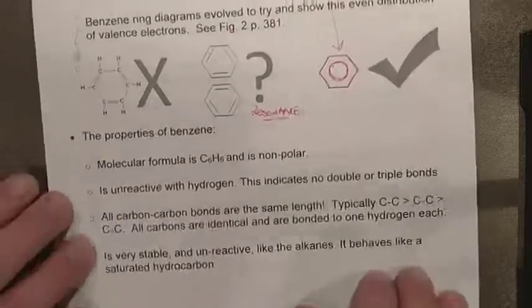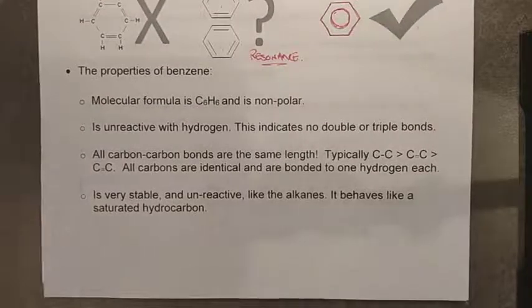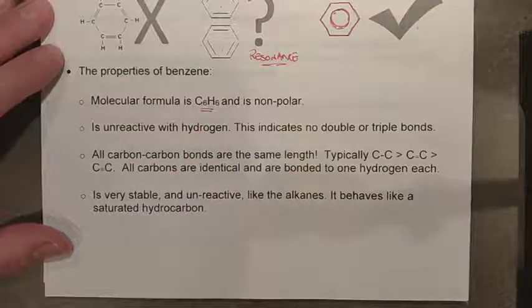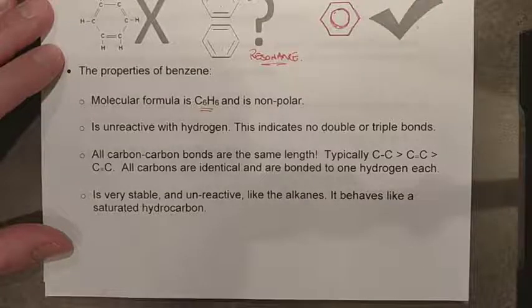Okay, moving on. What are some of the properties of this unique benzene ring? Well, it does have a very strange molecular formula, C6H6. There's definitely not enough ways to get carbon to achieve all of its necessary bonds.